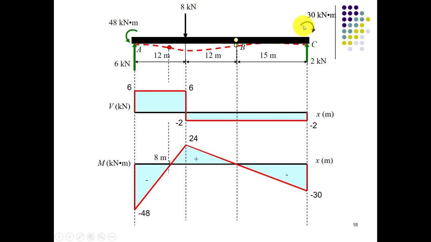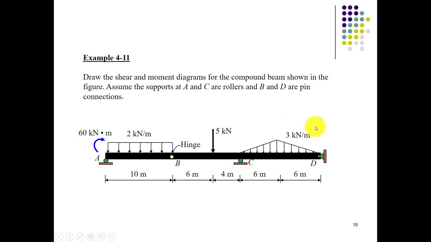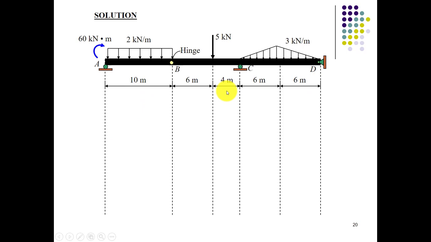This is an example; you can take a similar example and solve it in your own time. Likewise, you can solve this example as well. It's determinate. So once again, the internal hinge reduces the structural indeterminacy. I will leave this example for you to solve in your own time.